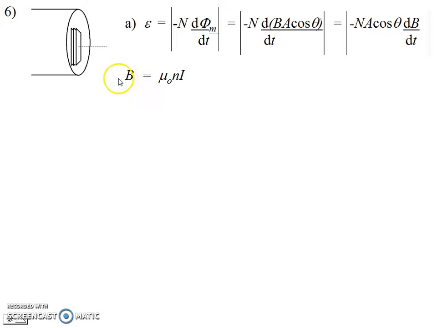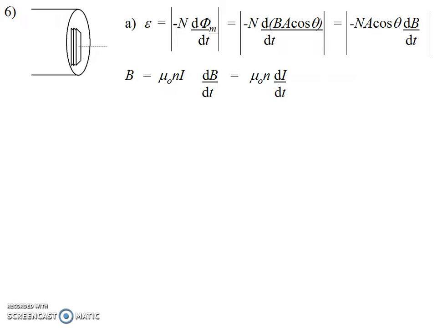We need dB dt, so we differentiate both sides with respect to time. Mu naught and n are constants, so this is mu naught n di dt, and di dt is what's given in the problem. That's the 1.5 amps per second. So from here, you should be good to solve on your own. You should be able to get the 2.26 volts.